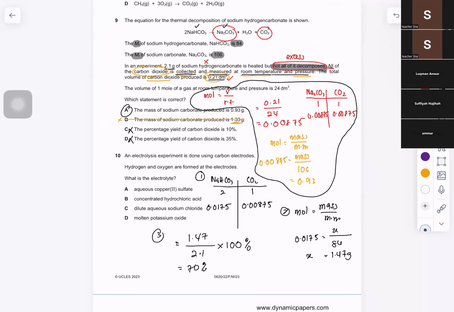Dah. She dah beritahu dah. So, is it clear? Any question? So, kena beware lah that one. Not all decomposed tu, that one is in excess.